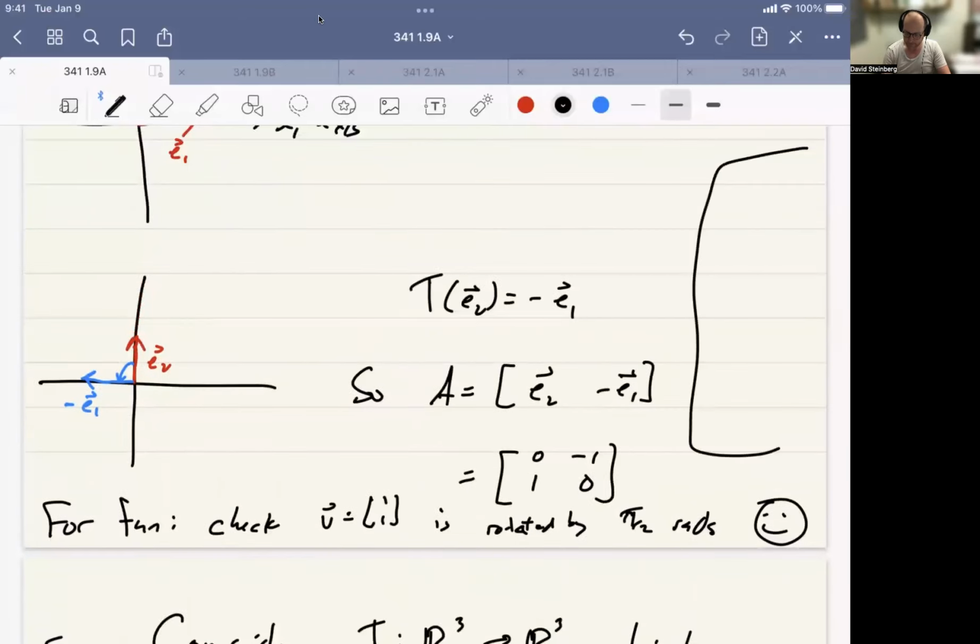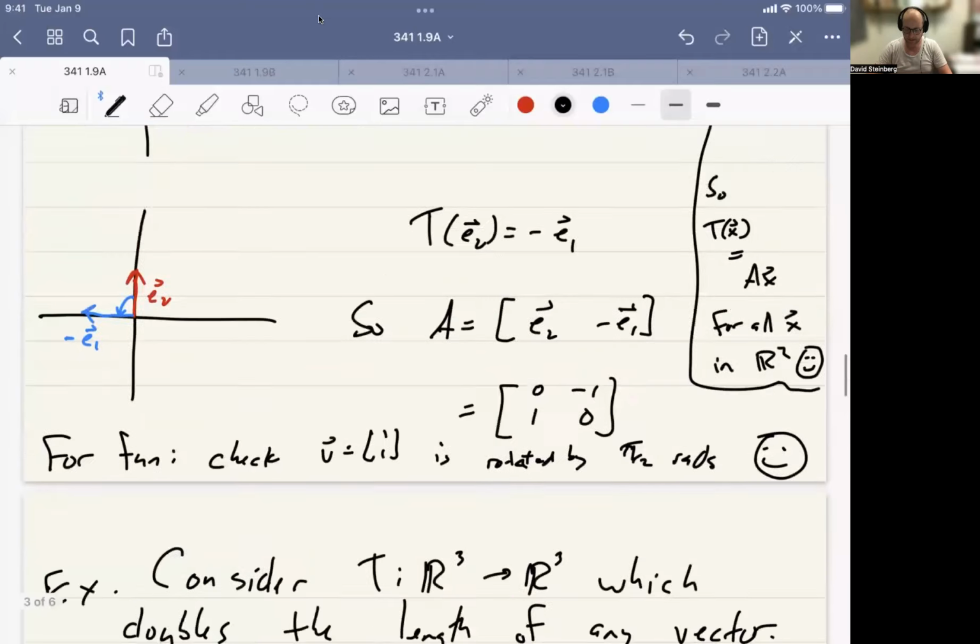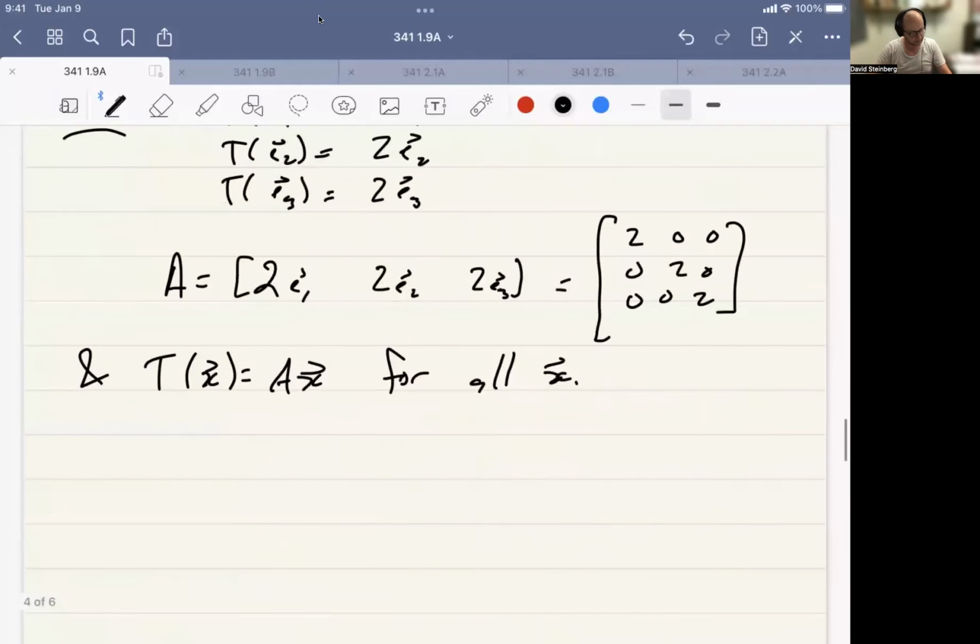Oh. So for all X in R2. Okay, at some point during the pandemic, I started writing happy faces all over the mathematics that I do. It's the way it goes. Okay.